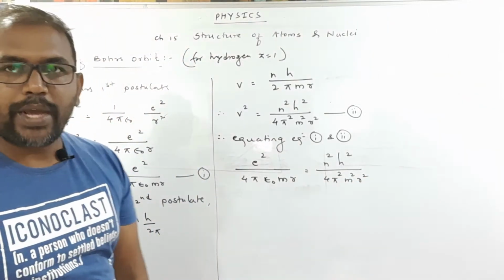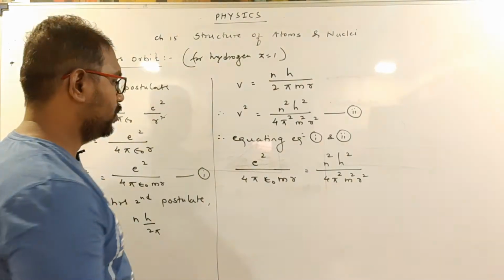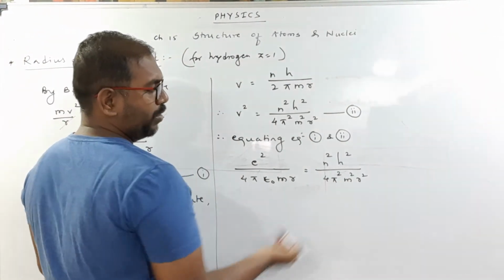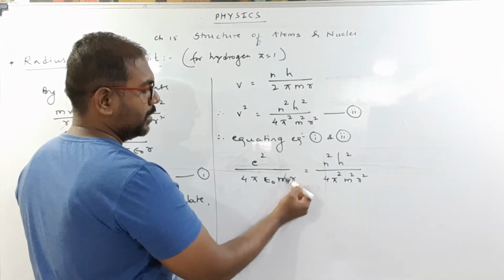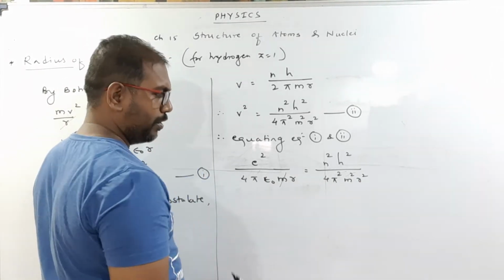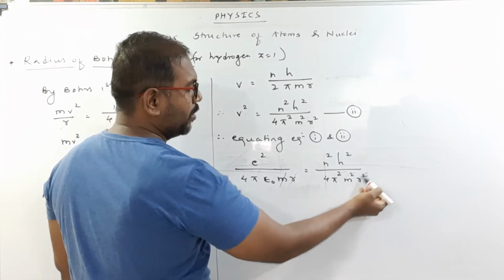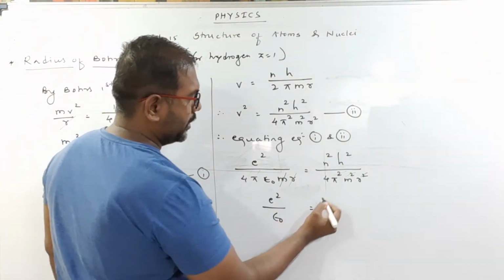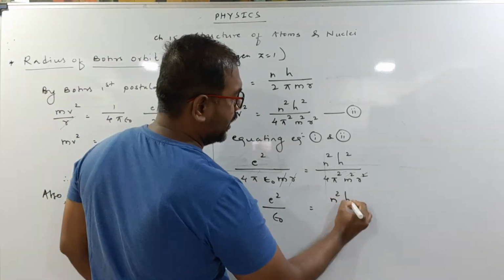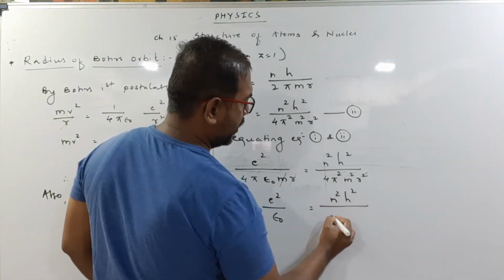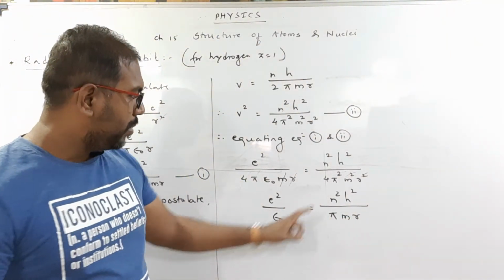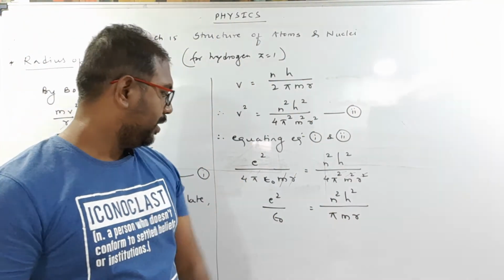Now after that we have to cancel the common term. So common is here 4 pi and 1 pi only from this pi square get cancelled. This m and 1 m from m square get cancelled. This r and 1 r get cancelled. So here e square divided by epsilon 0 is equal to n square h square divided by pi m r.